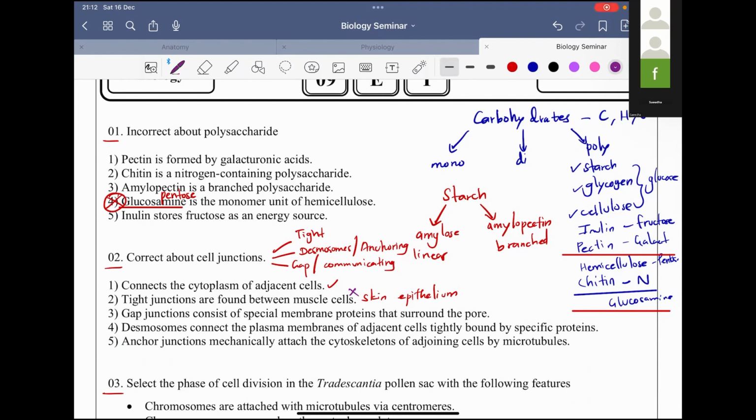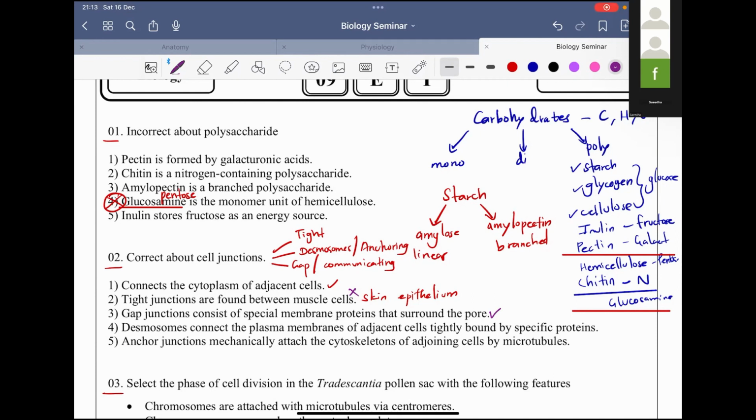Next, gap junctions. Now what does the statement say? Gap junctions consist of special membrane proteins that surround the pore. Yes, that is correct, right? If you look at the gap junction, they have special membrane proteins that surround the pore, where ions, sugar, and amino acids can pass through it. So this statement is also correct.